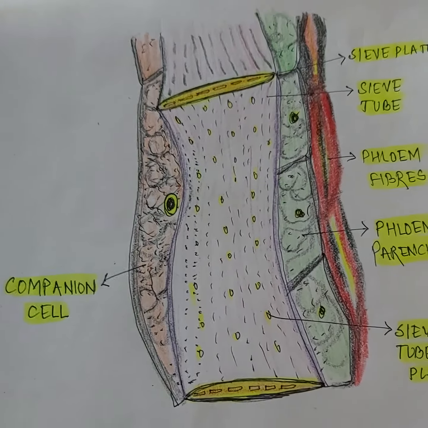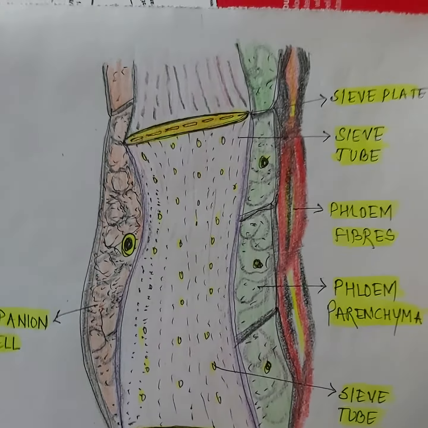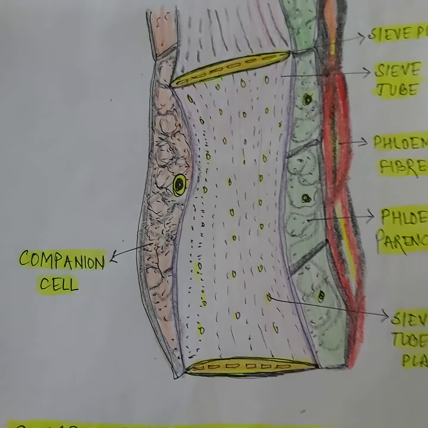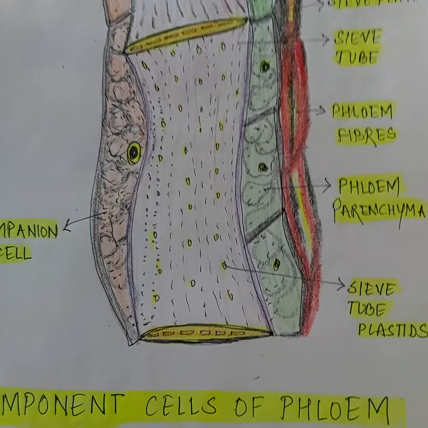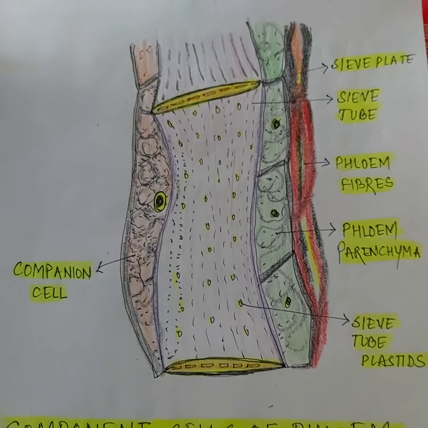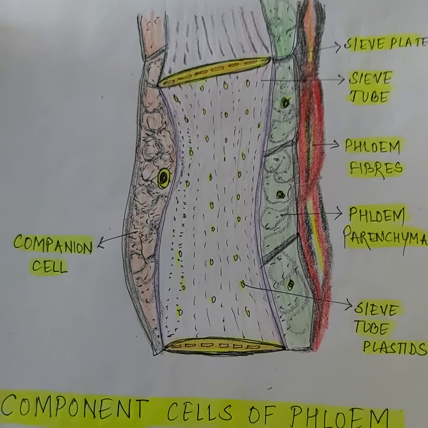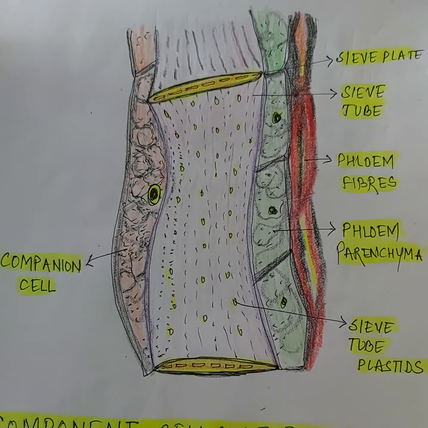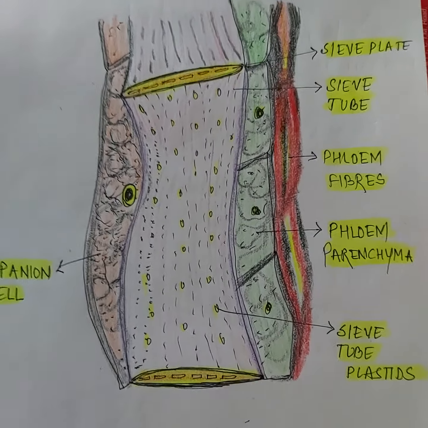Now coming to the second kind of conduction, that is conduction of food. And conduction of food is done by the complex permanent tissue called phloem. Okay, just like xylem, even phloem is a complex permanent tissue. So it is also made up of 4 kinds of cells. Let us see which are these 4 kinds of cells.